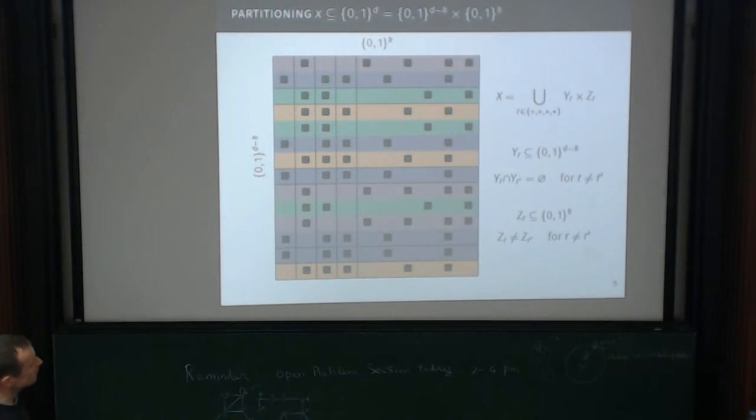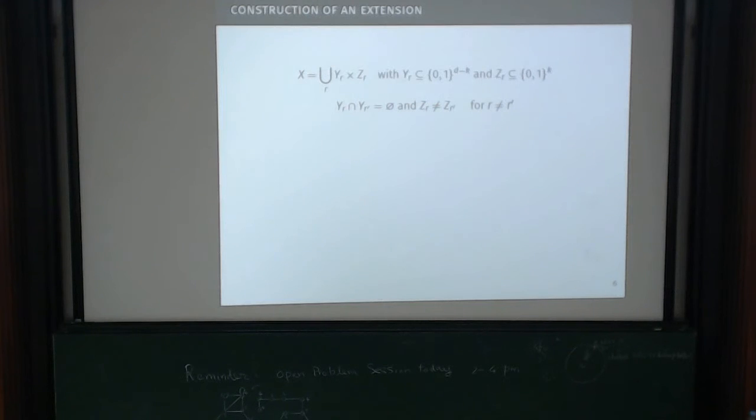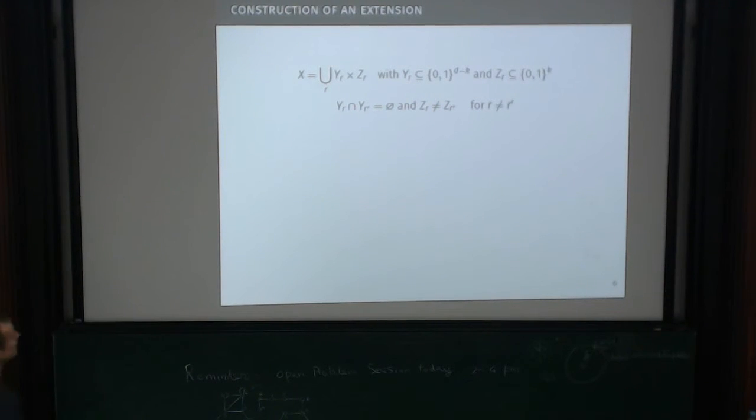Now, 2 crucial observations. For any 2 different equivalence classes, Y_r will be disjoint from Y_r prime, because these are equivalence classes. And secondly, for any 2 different equivalence classes, the corresponding patterns will not be the same by definition. So these are 2 trivial observations. I just wrote down these statements here again. Now this you can use very easily.